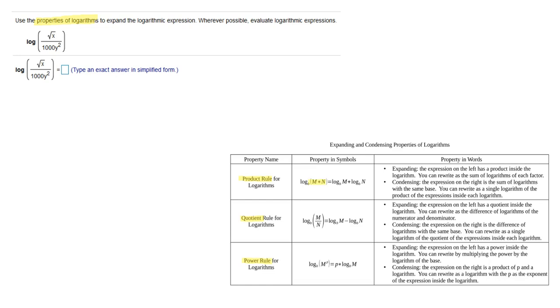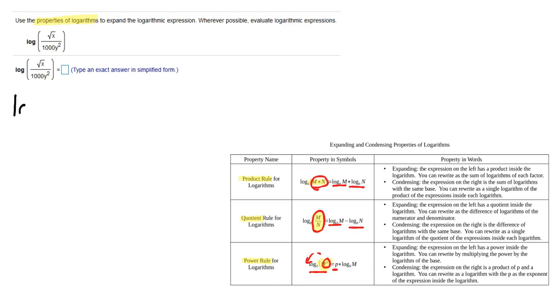The product rule works when you have a product inside the log. The quotient rule works when you have division inside the log. And the power rule is when you have a power inside the log. So when you have a product inside the log, you're going to turn that into the sum of the 2 factors, the log of the first factor plus the log of the second factor. Whereas when you have division or a quotient, you use subtraction instead. When you have a power inside the log, you bring that power to the front of the log. Basically, you multiply by that power. So that's what we're going to do with the example that we have here.